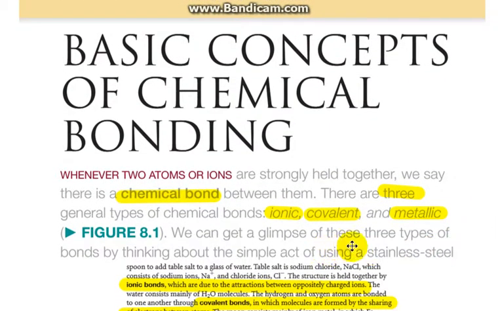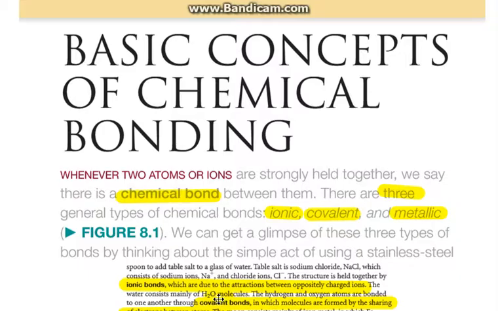You can get a glimpse of these three types of bonds by thinking about the simple act of using a stainless steel spoon to add sugar to a glass of water. Table salt, of course, is sodium chloride, NaCl, which consists of Na+ and Cl- ions close together. The structure is held together by what we refer to as an ionic bond, which we've taken in earlier courses, and that is due to the attraction between oppositely charged ions. So that's an important piece to highlight there.